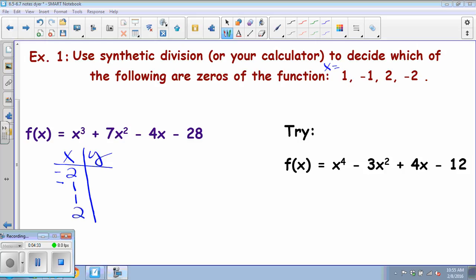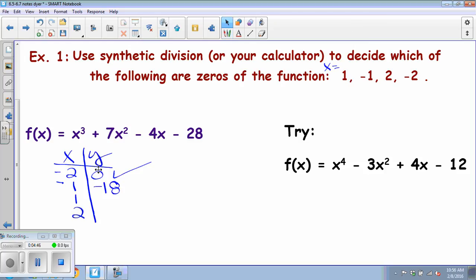What is the y coordinate when x equals -2? 0. That means -2 is the solution. What is the y value when x equals -1? Very good, -18. It is not a solution. Okay? What is the y value when x equals 1? -24. Again, that is not a solution. It doesn't cross the x-axis at that point, although that is a point on this graph.